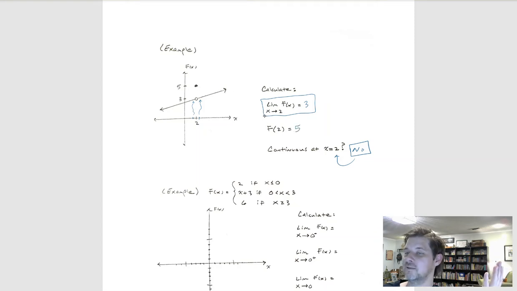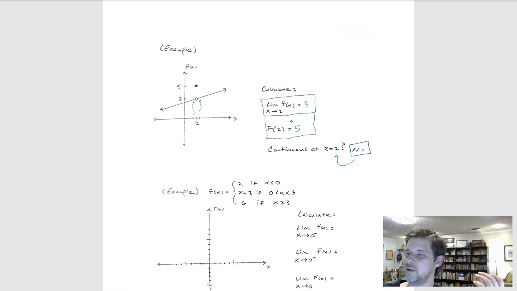Okay? So the function value and the limit are totally different. This asks what happens when x is close to 2, and this asks what happens when x is 2. All right? So I get 3 in one hand, I get 5 in the other. And those aren't the same thing, and so the function's not continuous. Now, do you see why the definition is like that? Do you see why these two would have to be equal for it to be continuous?